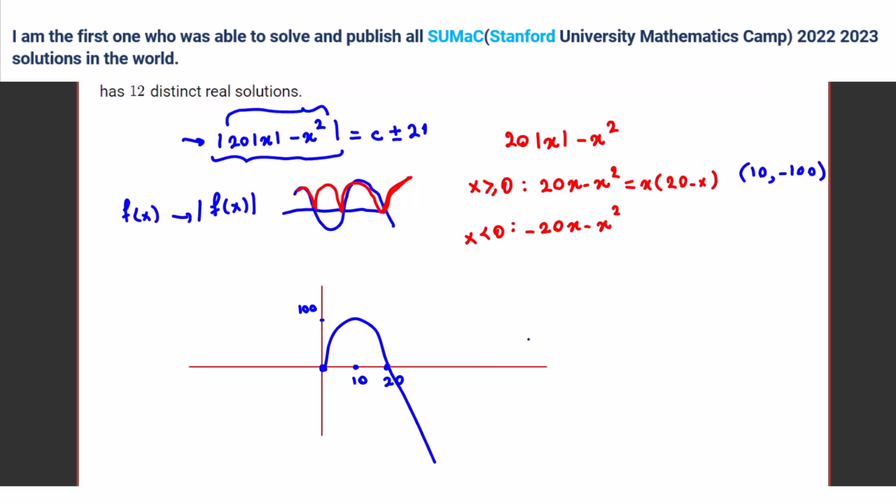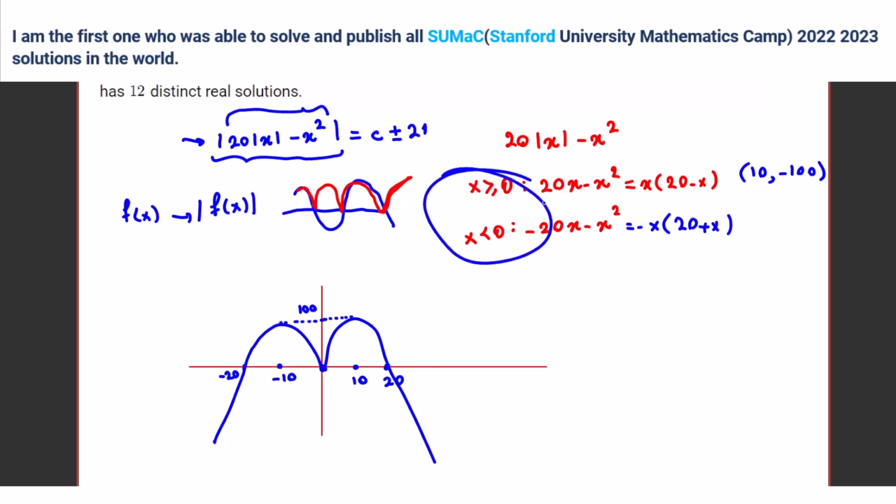Now the second one is a reflection on the y-axis. You should calculate to make sure. It is negative x times 20 plus x. The roots are 0 and negative 20, so the x coordinate of the vertex is negative 10. If you replace negative 10, it will be 10 times 10, 100, right? Okay, so we found the graph of this.